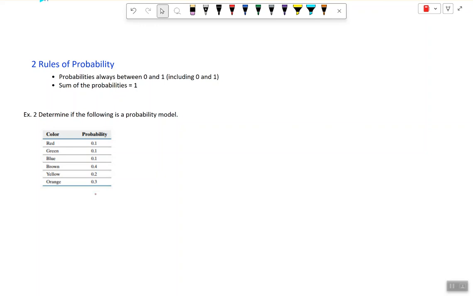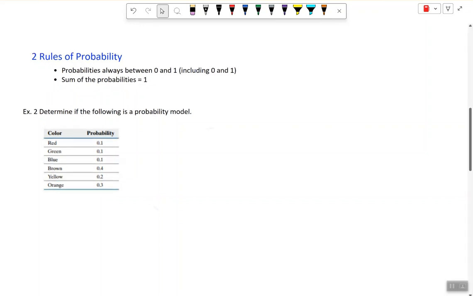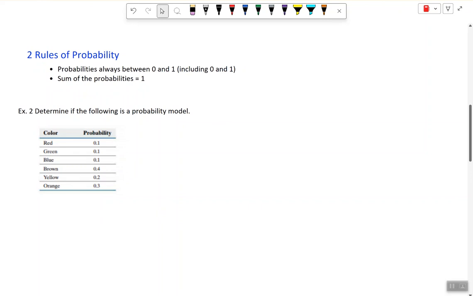So let's take just a moment and look at this example here. We want to determine if the information we see on the screen actually does constitute a probability model. Notice here I have some colors being given. I'm going to guess that maybe this is for M&Ms, and then the probability of obtaining that color in, let's say, a bag. And notice here that for each of my colors, there is an associated probability. So I have red is 0.1, green is 0.1, and so forth.